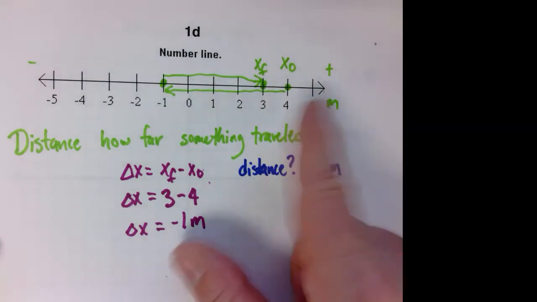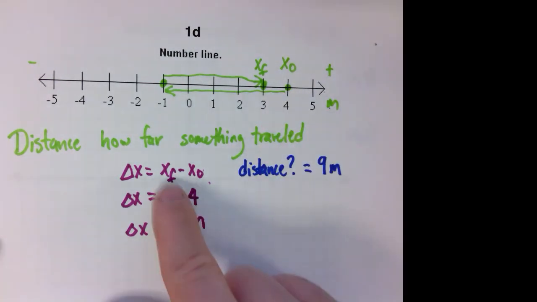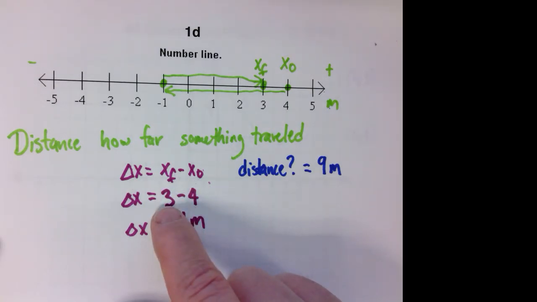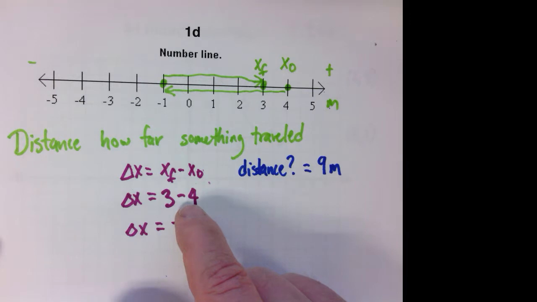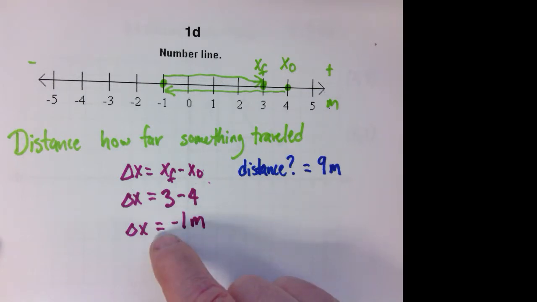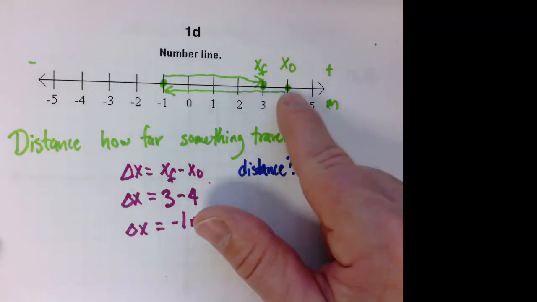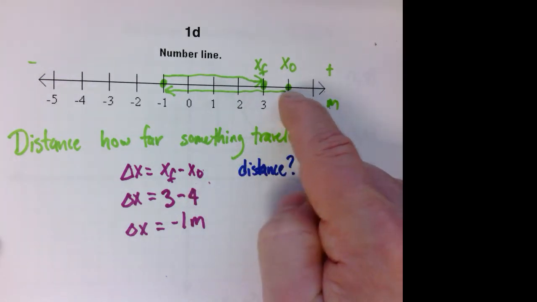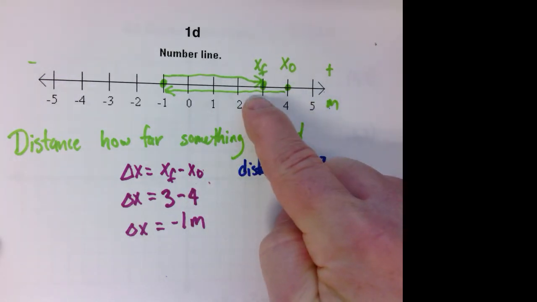So if we were to calculate the displacement of this green case, we have final minus initial position. The final was positive 3. The initial was 4. So we have a change in position of negative 1. And let's see if that's true. We started here, and we ended up in a direction negative 1 unit. And that's true.